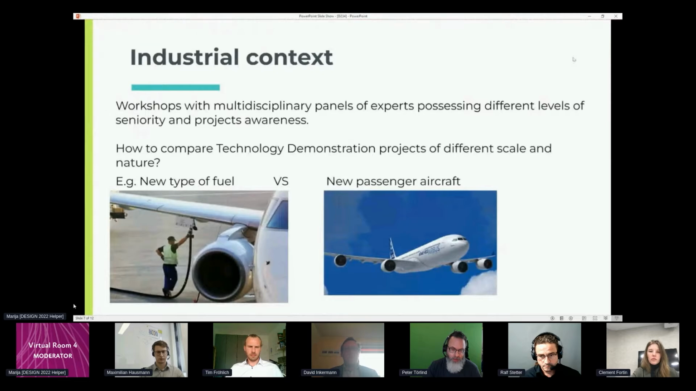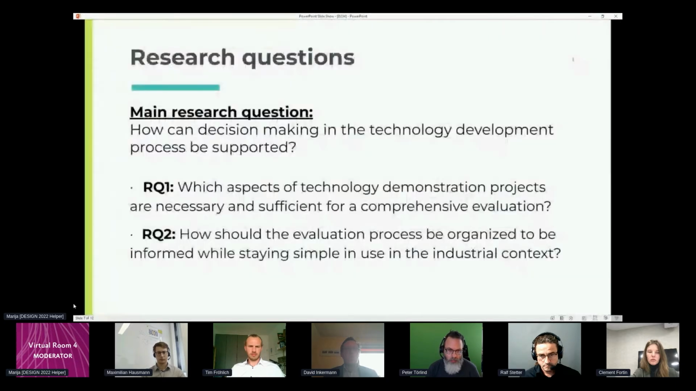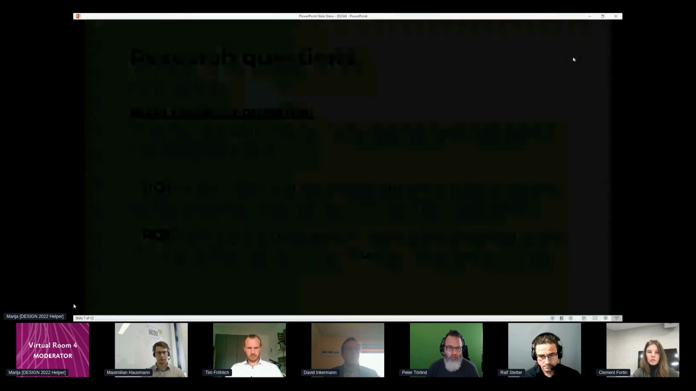The question here is how to compare demonstrators of different scale and nature, for example, new type of fuel and new passenger aircraft. Thus, our main research question was how can decision-making process be supported, followed by sub-question on the necessary aspects of demonstrators to be evaluated and how the whole process should be organized.